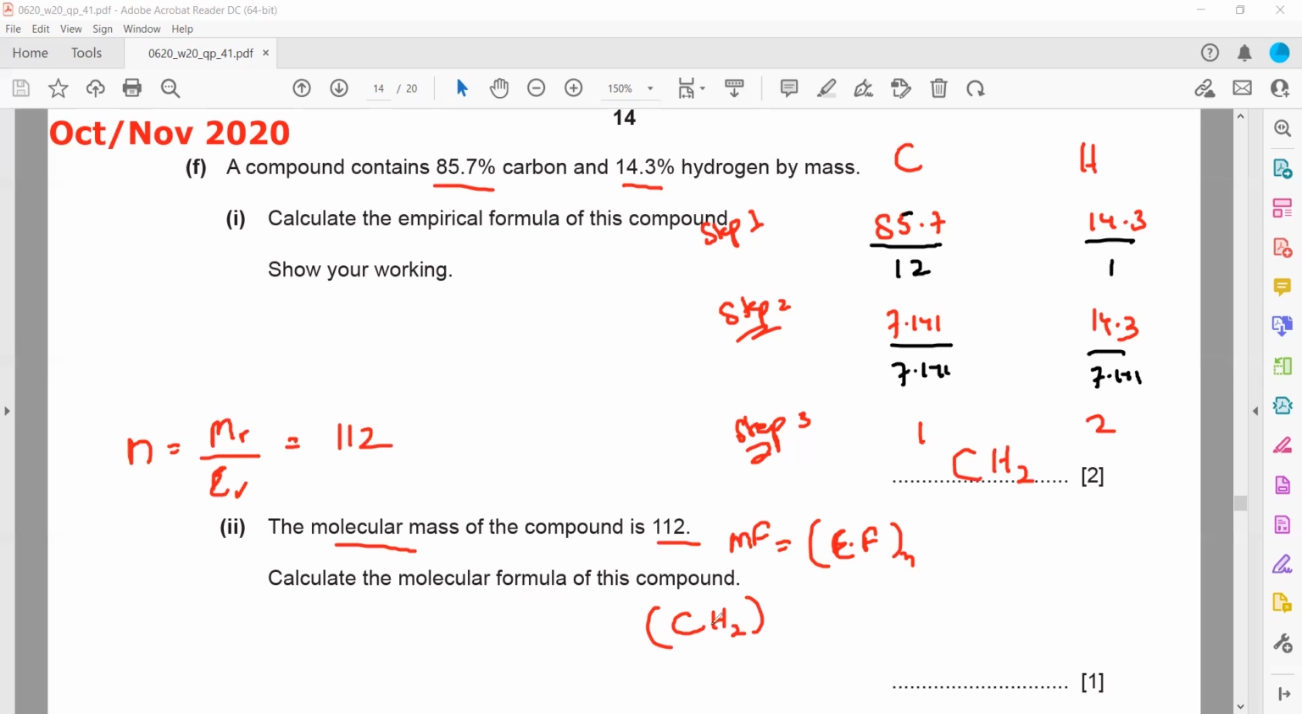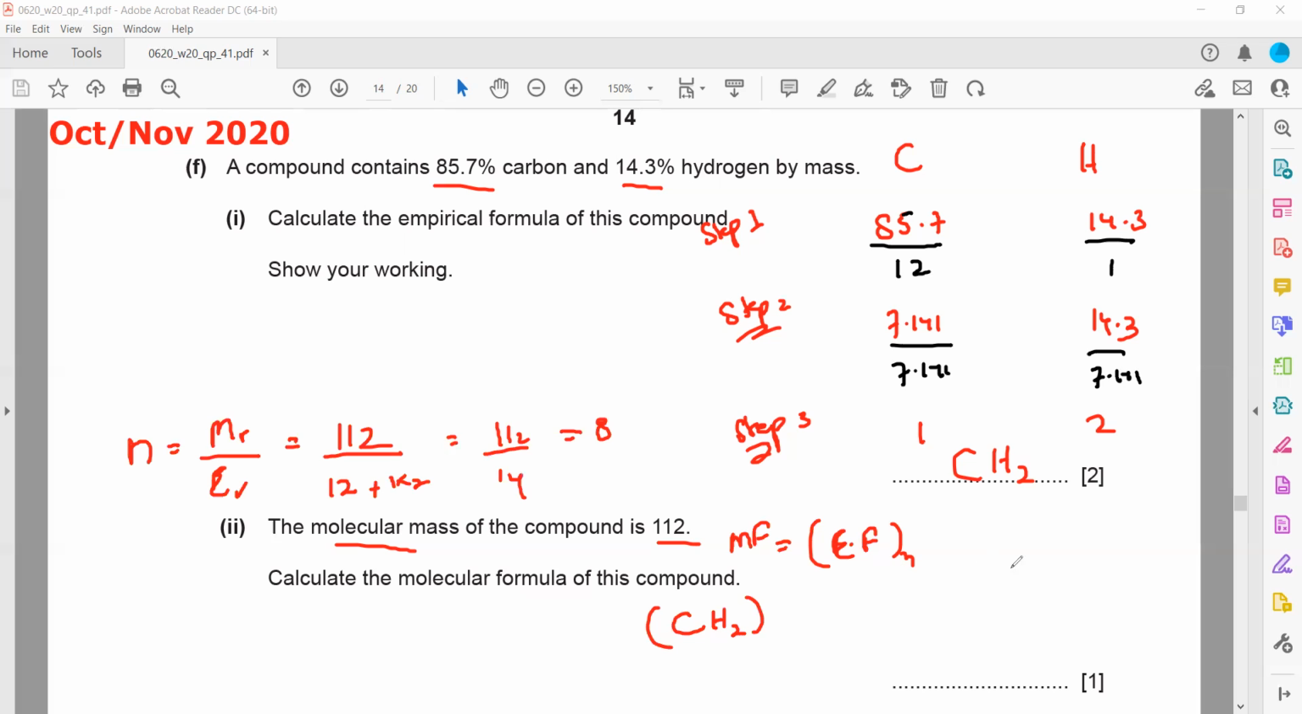How to get the empirical mass? We get it from the empirical formula. It contains 1 carbon, that is 12, and it contains 2 hydrogen, so 1 multiplied by 2. So total 14. So 112 divided by 14, what's the final answer? 8. So the value of n is equal to 8.